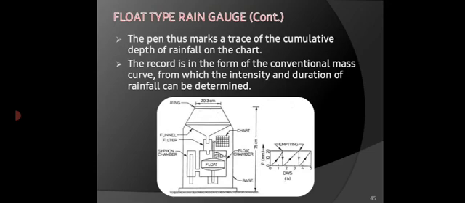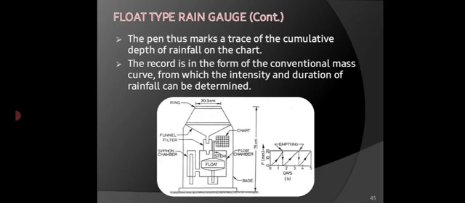So the receiver is different. In the tipping bucket, two buckets are there. In the weighing bucket, one bucket is there. In the float type, the filter and the funnel are there, and all the arrangement is connected with the pan and chart.